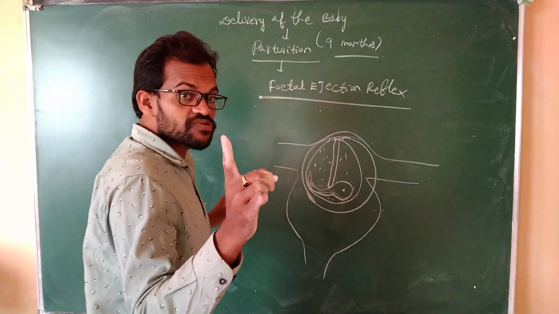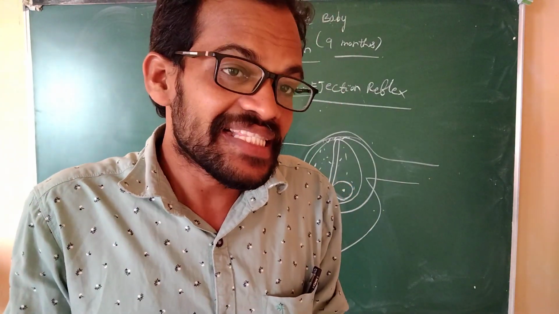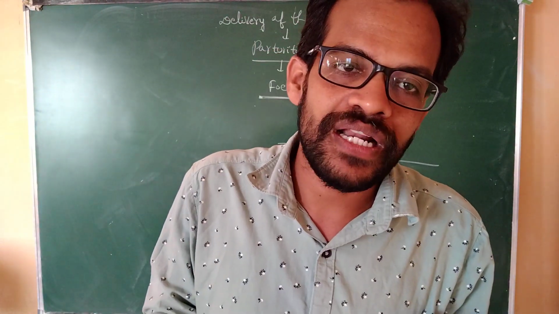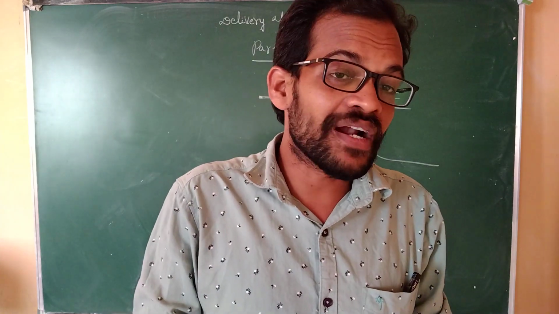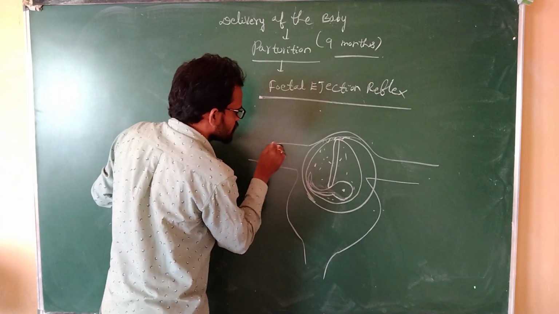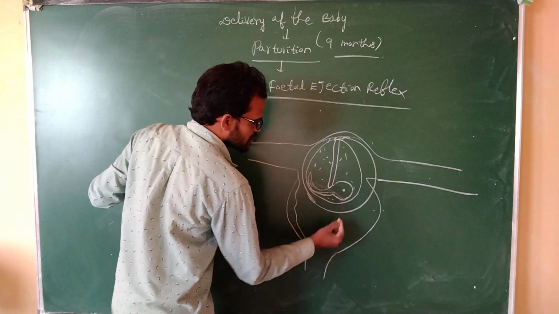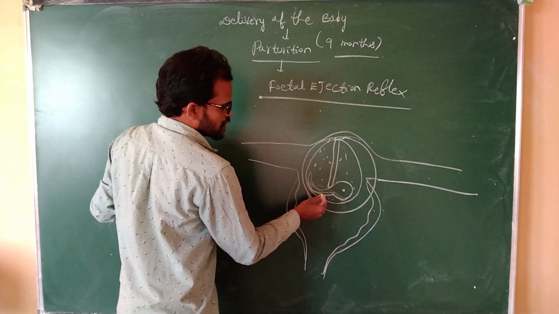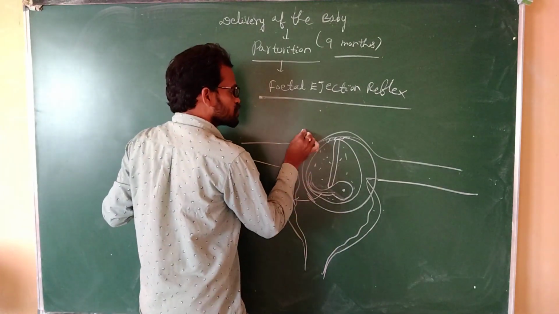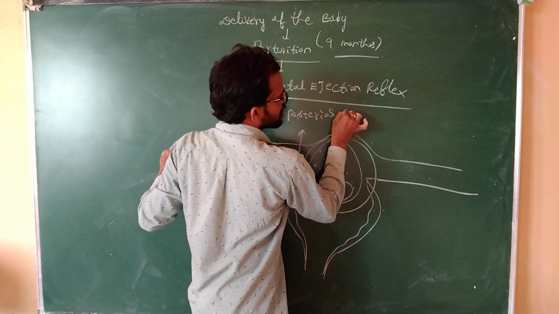The first signal is initiated by the fetus, because the fetus has developed its neural system, the nerve cord. This nerve signal is sent into the uterus part. Then the uterus sends the signal into the posterior pituitary.